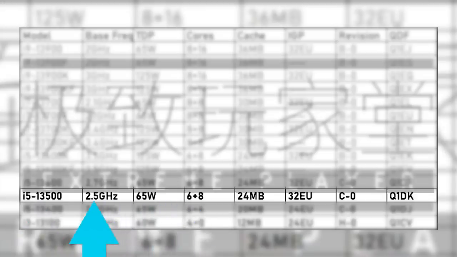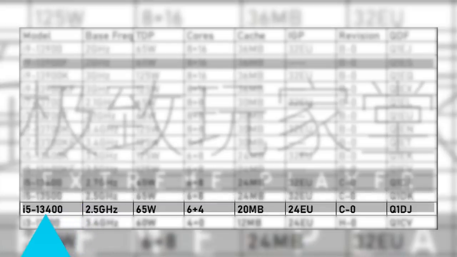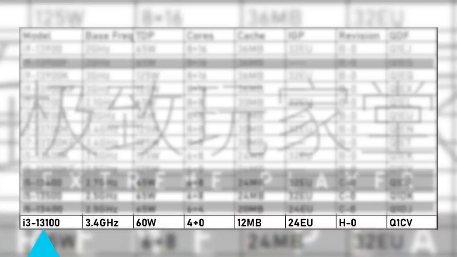Next, we have the 13500, which also has 14 cores and a 65 watt TDP, but with a base frequency of 2.5 gigahertz. Then there's the 13400, which is a 10 core CPU with 6 performance cores and 4 efficiency cores. It has a 65 watt TDP with a base frequency of 2.5 GHz. Finally is the 13100, which is a 4 core CPU with all being performance cores. This part has a 60 watt TDP with a base frequency of 3.4 GHz.